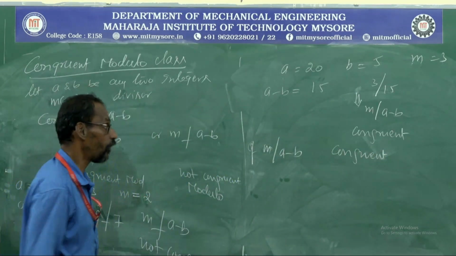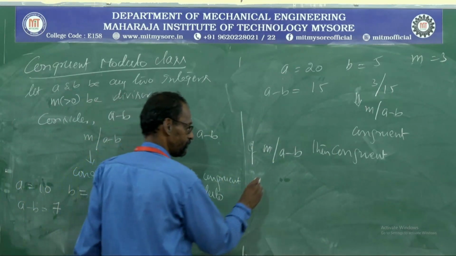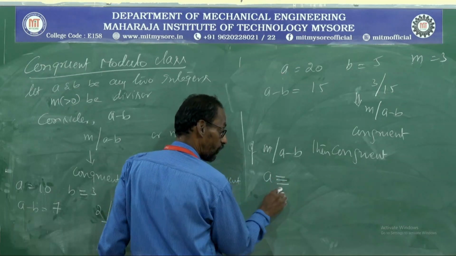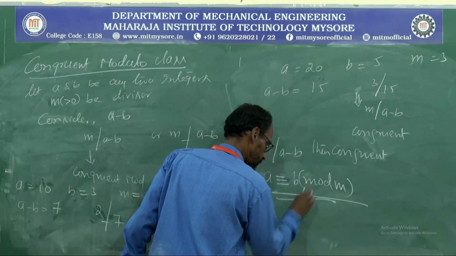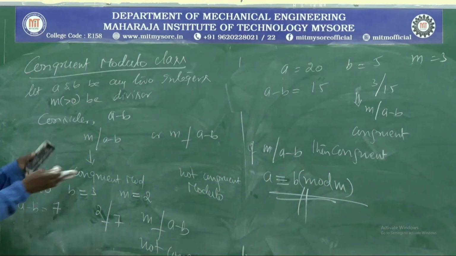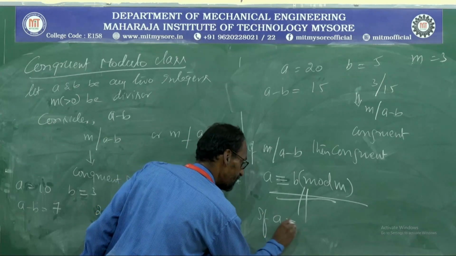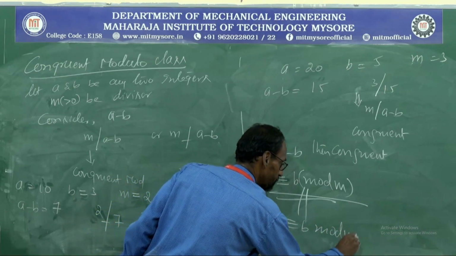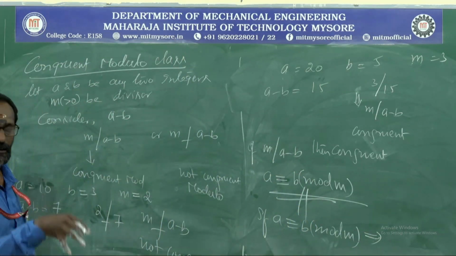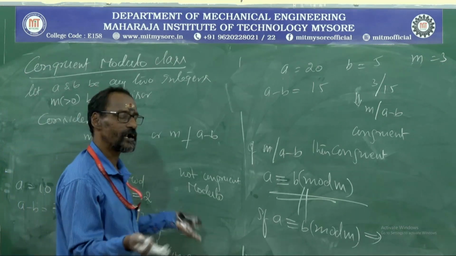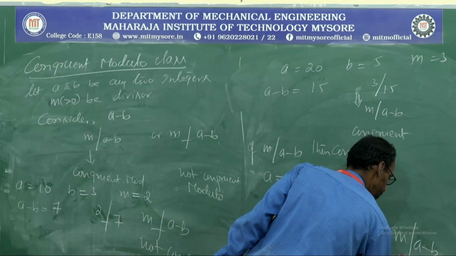How to represent? Very simple. A is congruent, three lines, B mod M. That's all. Learn the other way. If A is congruent to B modulo M, what is the meaning of this? What I did actually? I took the A, I took the B, I took the difference, then I called M and it says I can divide. So that means M divides A minus B.